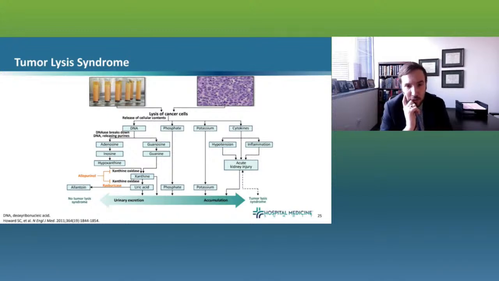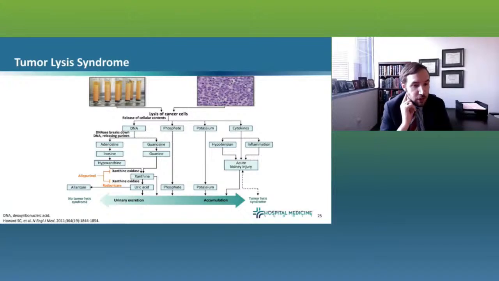And the other issue is accumulation of phosphate and accumulation of potassium. I like that they included the cytokine portion on the far right, because not only are we seeing the release of DNA, phosphate, and potassium that cause metabolic problems and clog up kidneys, et cetera, but you also get a whole lot of inflammation with the release of these cytokines from the breakdown of the cancer cells, which can lead to hypotension and in turn precipitate and exacerbate the AKI.